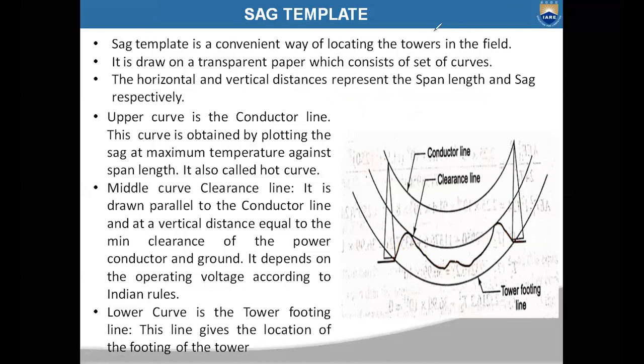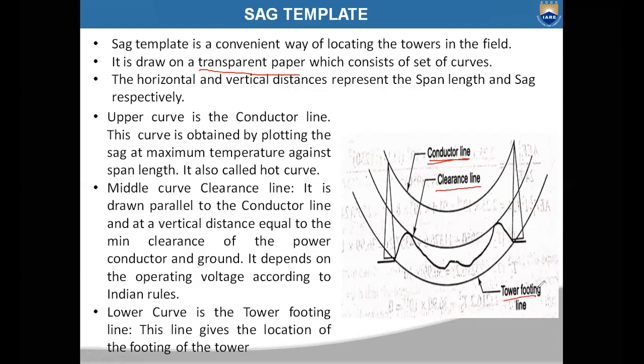Generally this sag template will be drawn by the engineers on a transparent cover, a transparent paper. The transparent paper will be used for drawing this sag template, and this sag template mainly consists of 3 curves, which are the conductor line curve, or you can also say conductor curve, the clearance curve or clearance line, and the tower footing line.